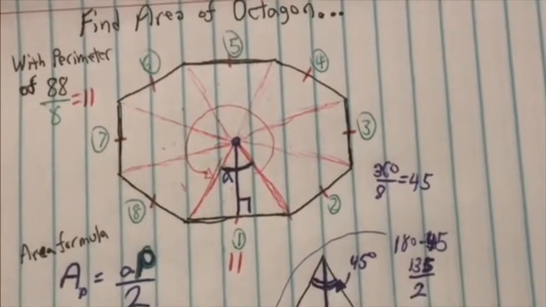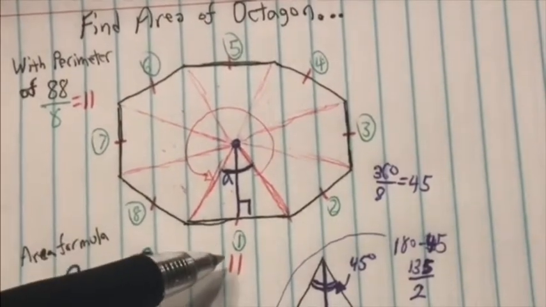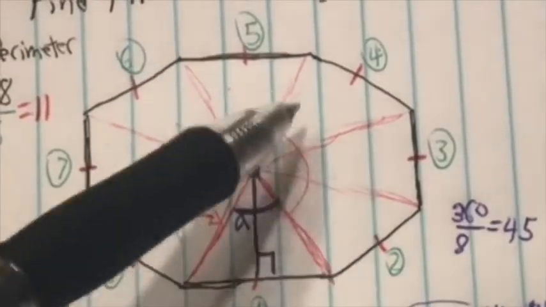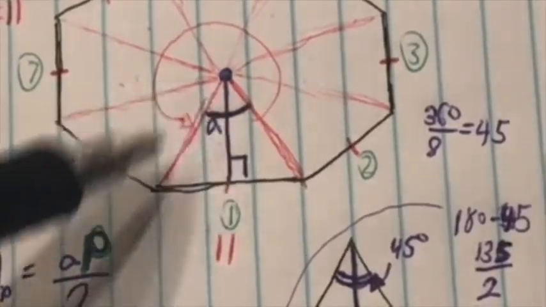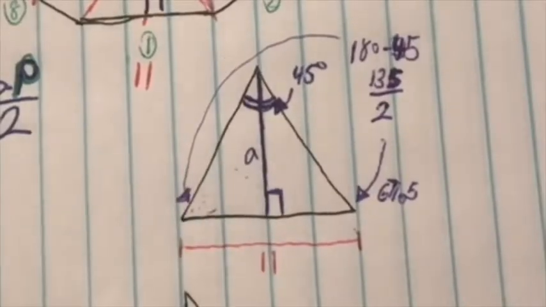5.5, yep. No calculator. Alright, so now we have to do trigonometry to find the apothem. So, we used the perimeter to figure out that each side was 11. And then we counted up the triangles on the inside to figure out what that top angle was. And then we split this triangle in half so we can get a right triangle, so we can do SOHCAHTOA.